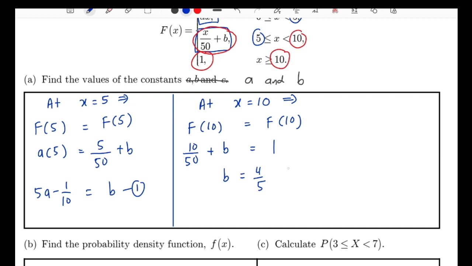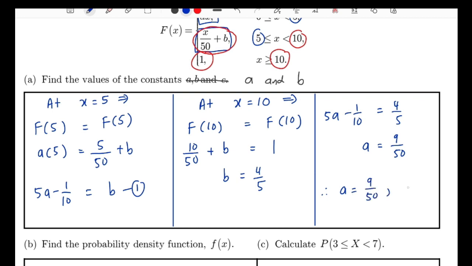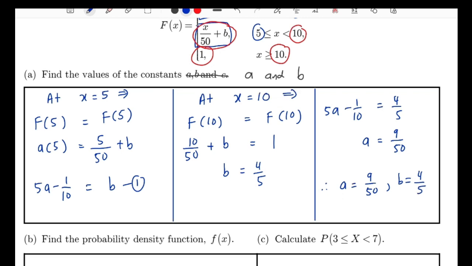And then substitute b into the first equation. So we're going to get 5a minus 1 over 10 equals 4 over 5. So a equals 9 over 50. So a equals 9 over 50 and b equals 4 over 5.